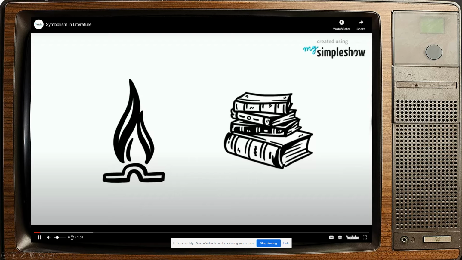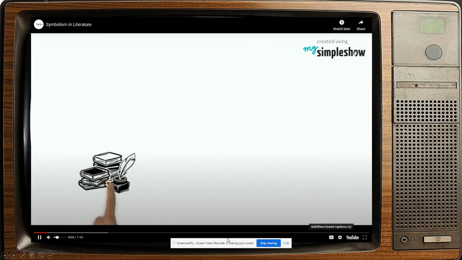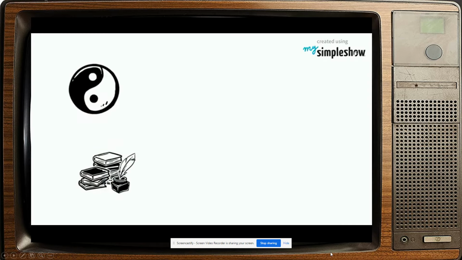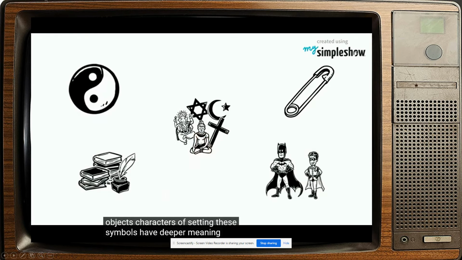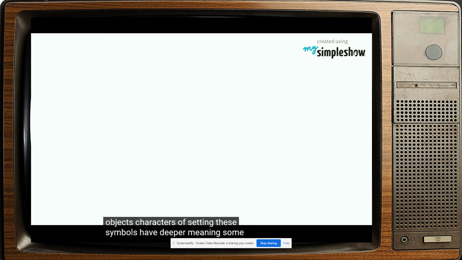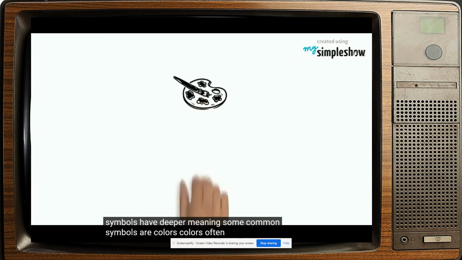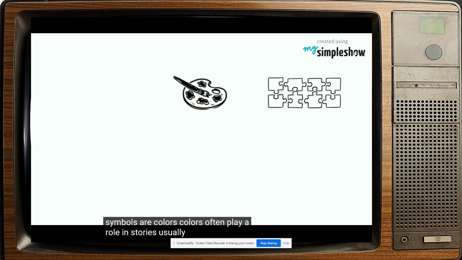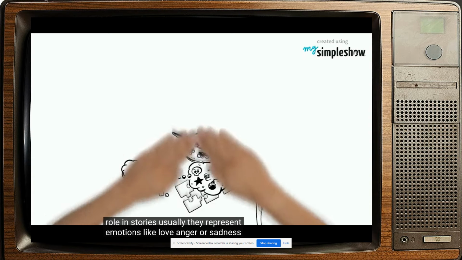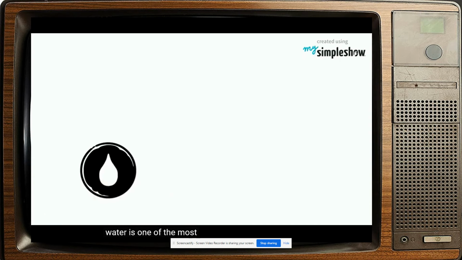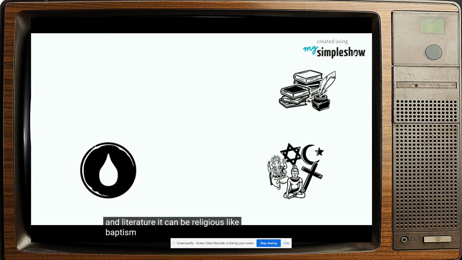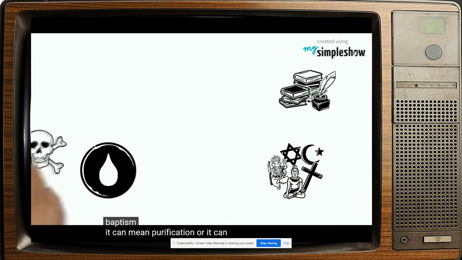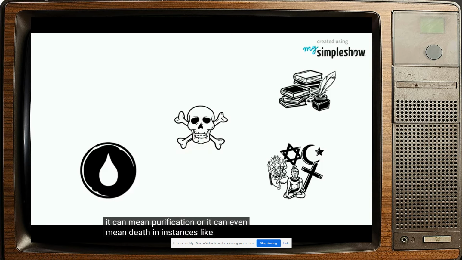Symbolism in literature. Literature is filled with symbolism, highlighted images, objects, characters, or settings. These symbols have deeper meaning. Some common symbols are colors. Colors often play a role in stories. Usually they represent emotions like love, anger, or sadness. Water is one of the most overused tools in literature. It can be religious, like baptism. It can mean purification, or it can even mean death, in instances like drowning.